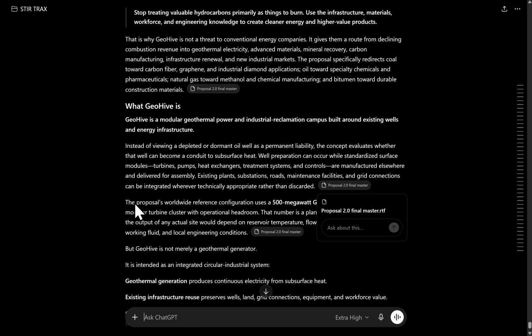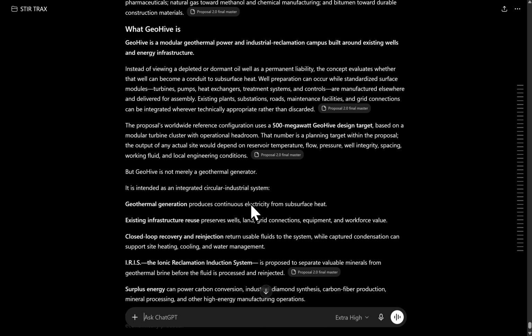The proposal's worldwide reference is a 500 megawatt GeoHive design target based on a modular turbine cluster with operational headroom. That number is a planning target within the proposal. The output of any actual site would depend on reservoir temperature, flow pressure, well integrity, spacing, working fluid, and local engineering conditions. But GeoHive is not merely a geothermal generator. It is intended as an integrated circular industrial system.